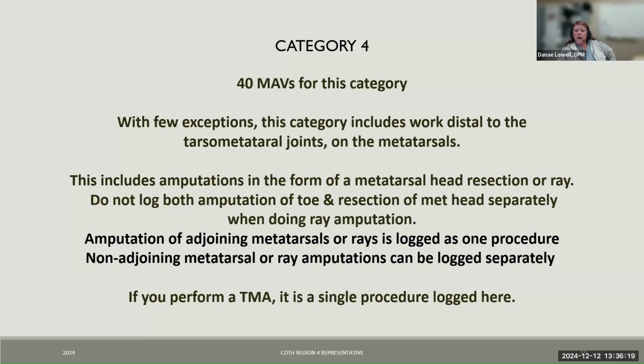Generally, this is where all the osseous midfoot procedures are logged distal to the tarsal metatarsal joint. The proper logging document assists in understanding how and if procedures can be unbundled or need to be logged together. An example is a partial ray amputation, which is logged in Category 4 as a single procedure, or if multiple ray resections are performed, it is logged as a TMA. Keep in mind that amputation of adjoining metatarsals or rays is logged as one procedure. However, non-adjoining metatarsal or ray amputations can be logged separately.